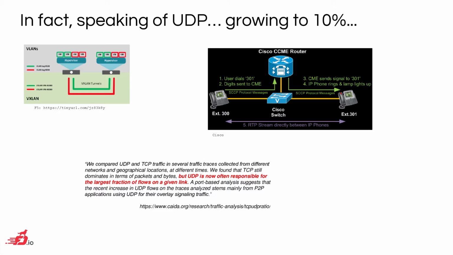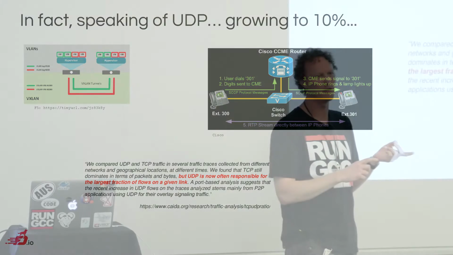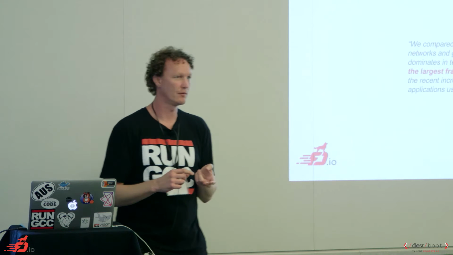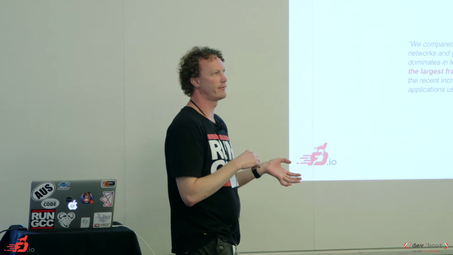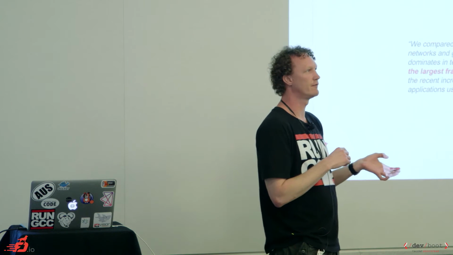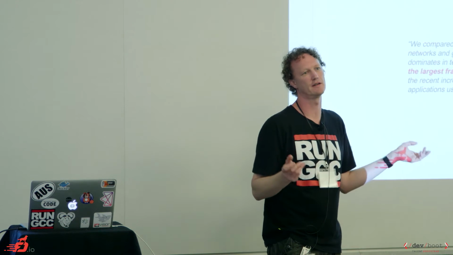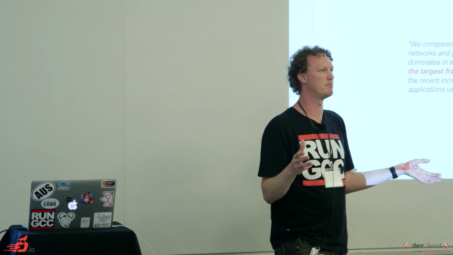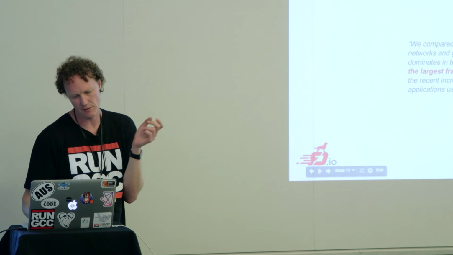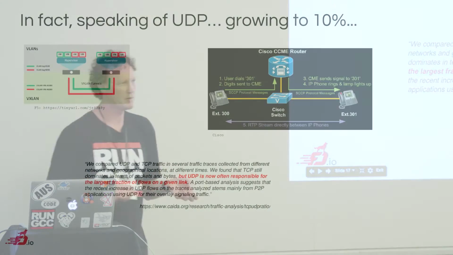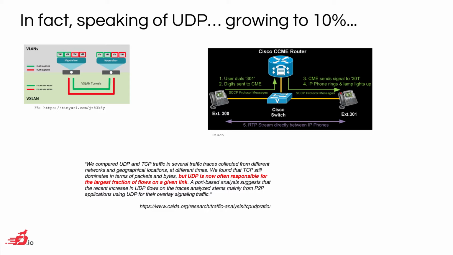I've already talked about VXLAN. VXLAN uses a UDP encapsulation. Voice RTP is a UDP encapsulation. In fact, on the internet, it has grown from 5% of the internet by byte traffic in 2005 or 6 to recently 10%. But this bit in red is the most interesting bit to me: UDP is now often responsible for the largest fraction of flows on a given link.